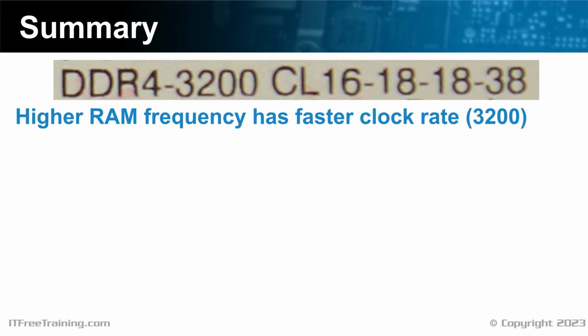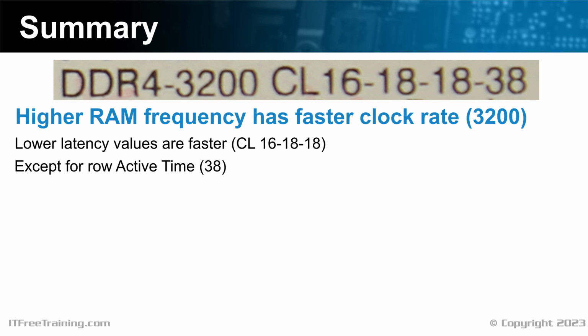Following this is the latency values. Lower latency values are faster. These settings determine how long it takes to perform certain actions. The quicker these actions are, the faster the memory will perform. This, however, does not apply to row active time.